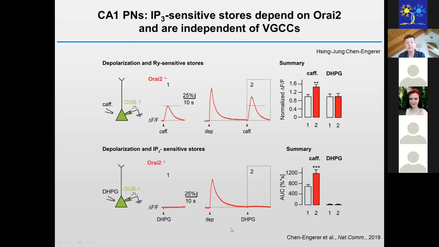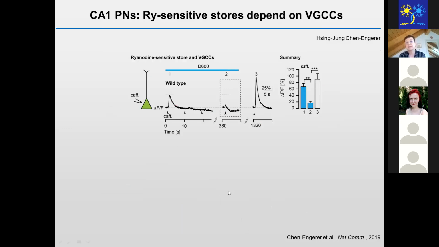And that is also a big difference to cerebellar Purkinje neurons that we found. And last but not least, we investigated the regulation of the intracellular ER calcium stores, IP3- and ryanodine-sensitive, by voltage-gated calcium channels.